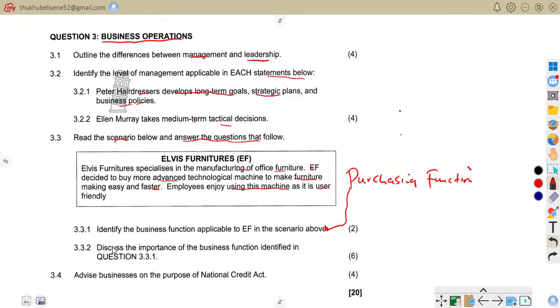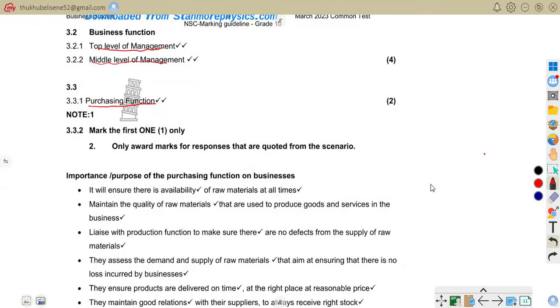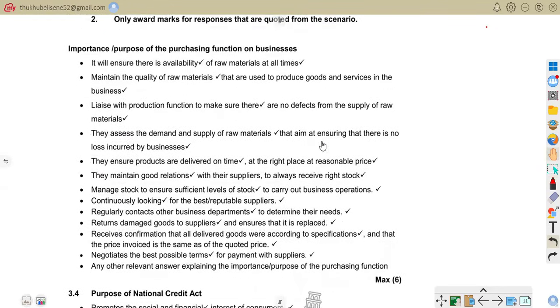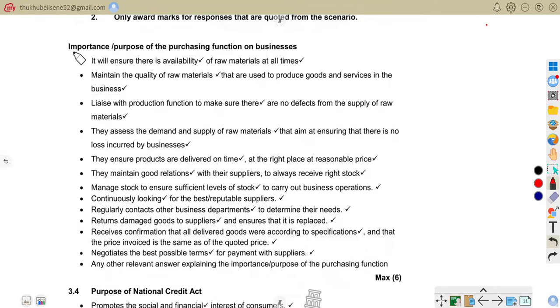3.32 says discuss the importance of the business function identified in question 3.31. The business function that we identified in 3.31 is the purchasing function. So now we want to know the importance of the purchasing function. Here are the importance and purpose of the purchasing function in a business. It will ensure there is availability of raw materials at all times. The purchasing function makes sure that the raw materials are available.